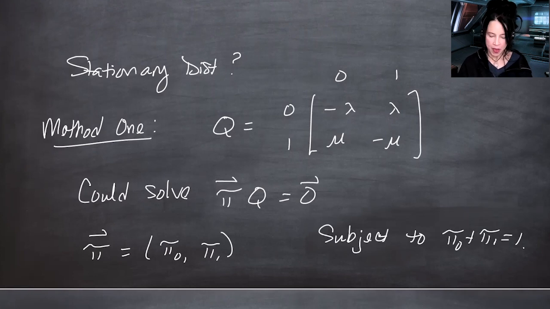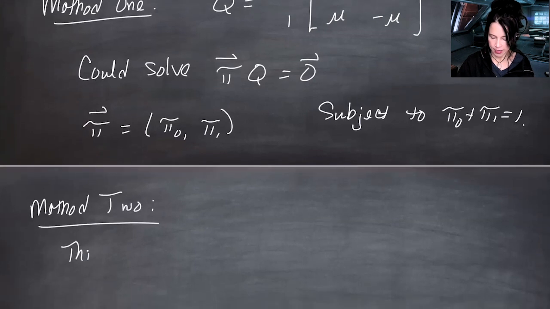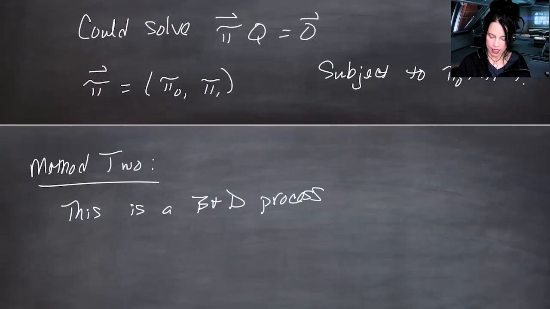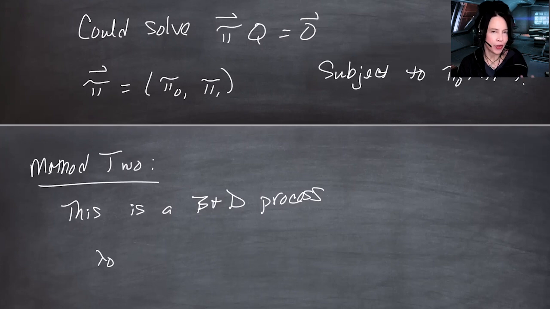So we could do that, but my method 2 is going to be to think of this as a birth and death process. When the population size is 0, when the state is 0, we're thinking of the states as a population size. The rate of increase by 1 when the machine is in state 0 is lambda.